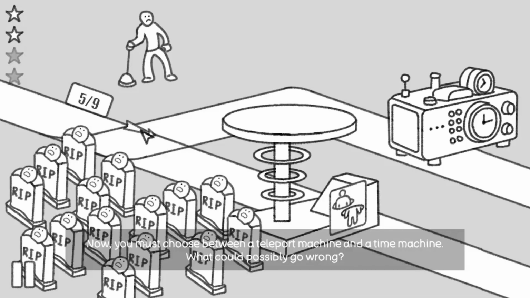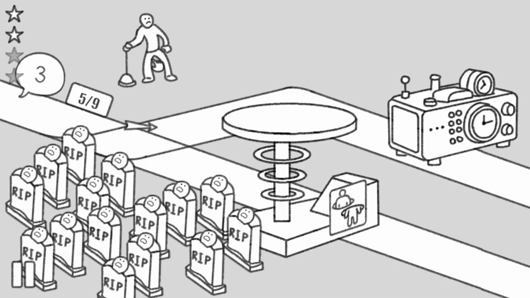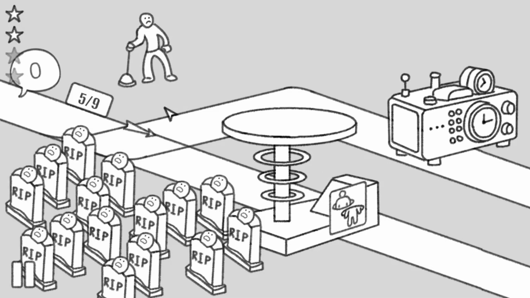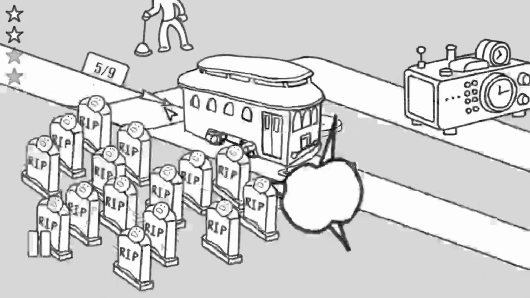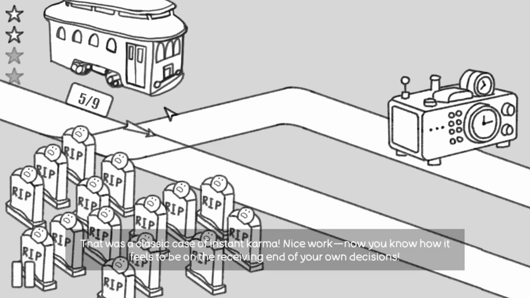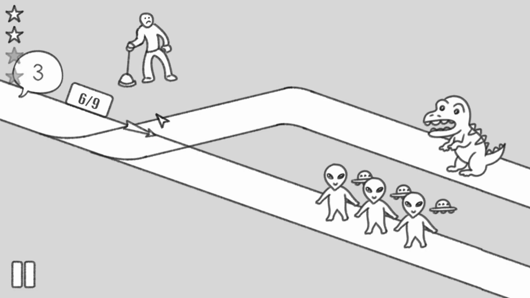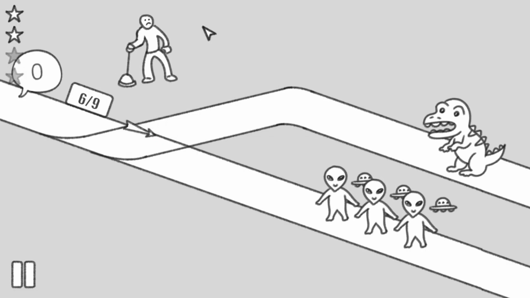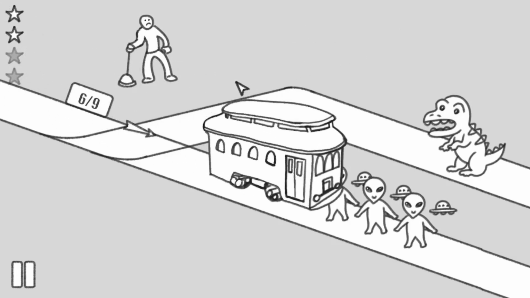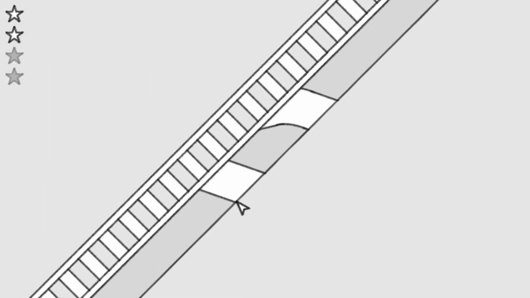Now you must choose between a teleport machine and a time machine. What could possibly go wrong? Teleport. Let's leave it as is. That was a classic case of instant karma. Nice work. Now you know how it feels to be on the receiving end of your own decisions. Dinosaur, aliens. Oh, this is a tough one. Oh, I didn't guess. My bad. Earth's intergalactic relations might get a bit more tense. Unicorn. Yeah. Oh, a dragon.